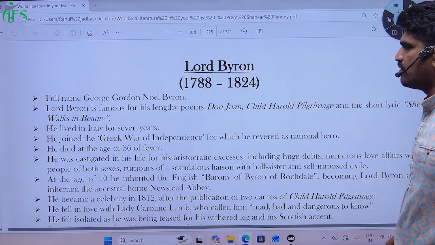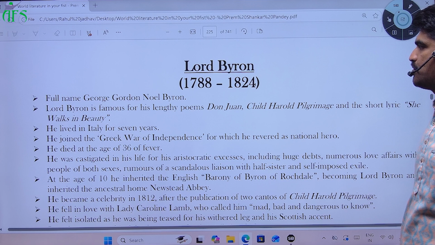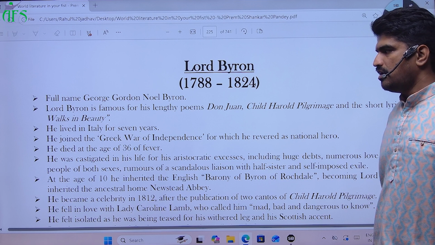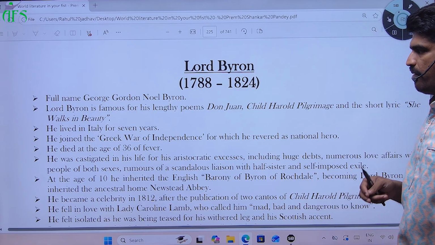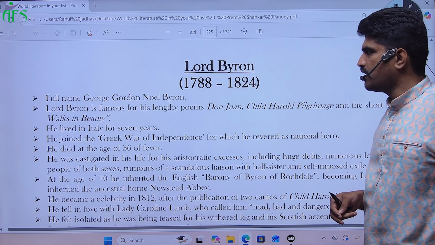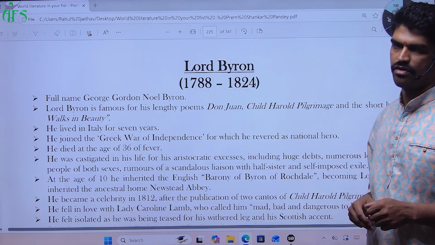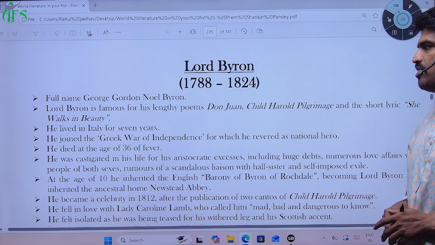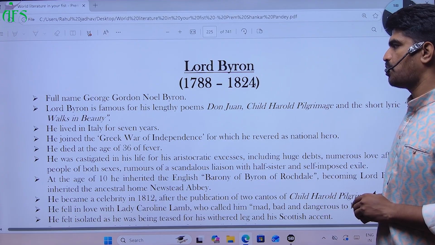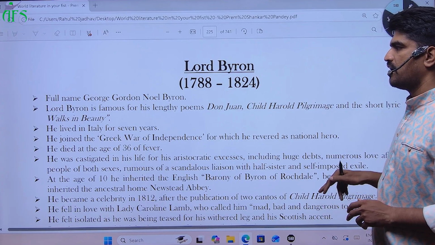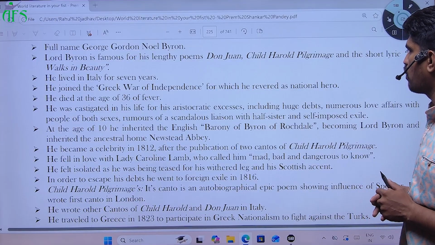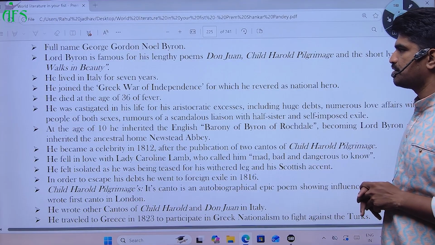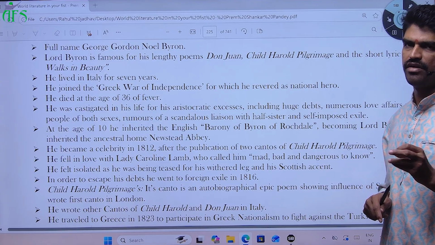Lord Byron, who lived between 1788 and 1824, is a Byronic hero. He is famous for his Byronic hero. His full name is George Gordon Noel Byron. Lord Byron is famous for his lengthy poems Don Juan, Childe Harold's Pilgrimage, and the short lyric She Walks in Beauty, a very famous one.